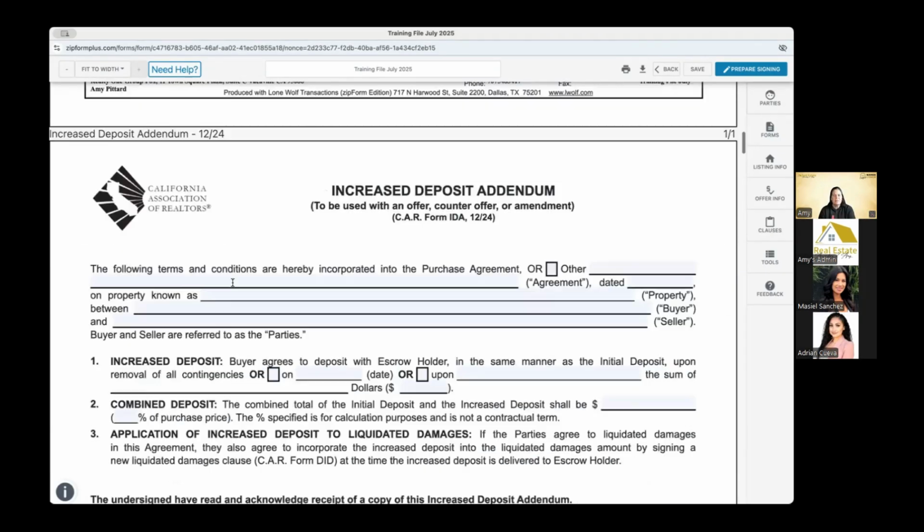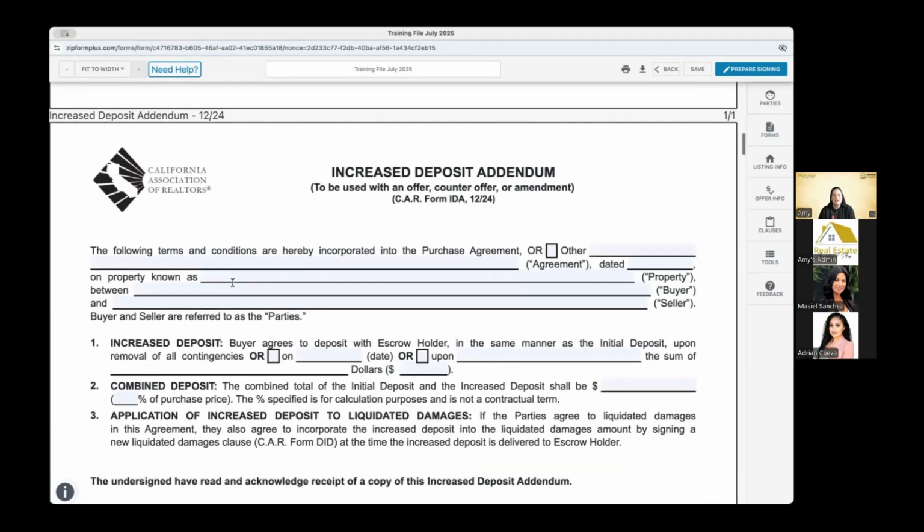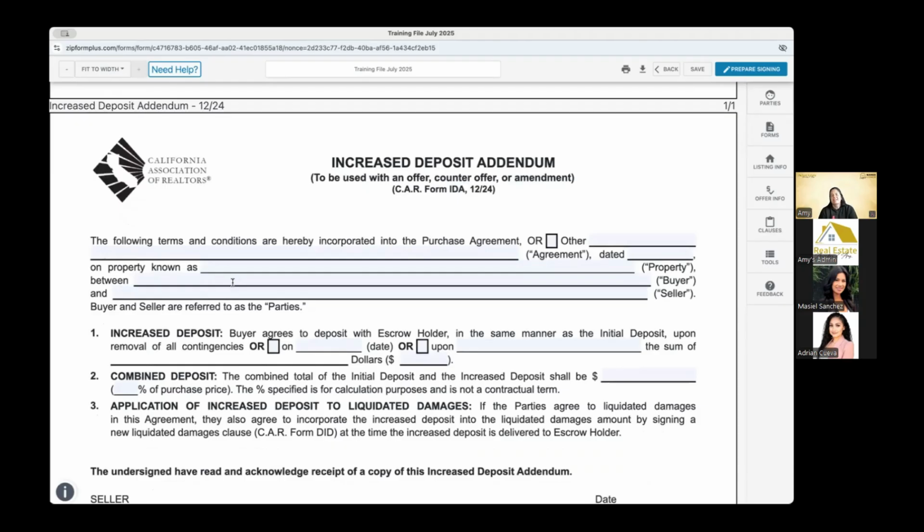The next form that we are going to cover today is our increased deposit addendum. And this one also pairs with our delivery of increased deposit, our DID form. So the IDA form and the DID form go together really nicely. We're going to cover both of those next.